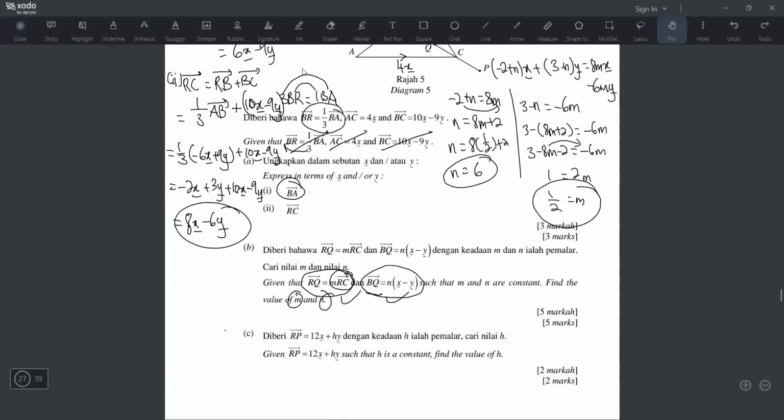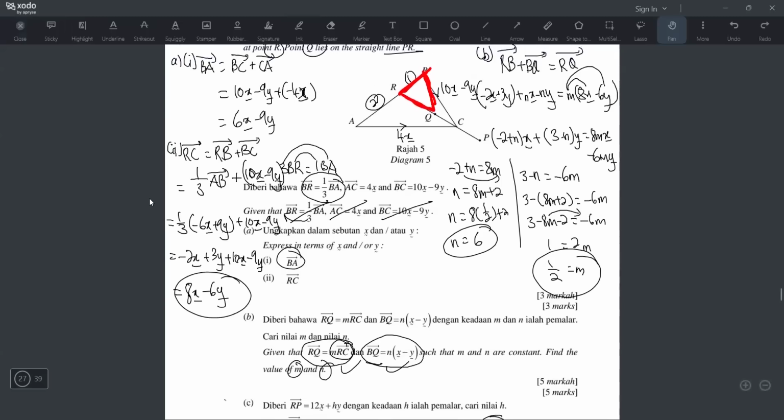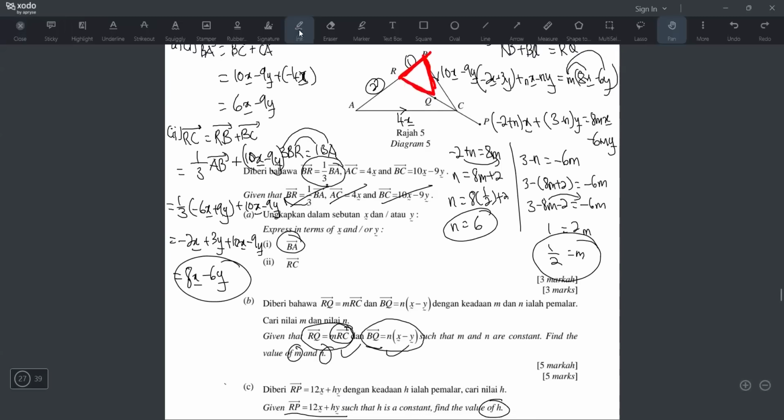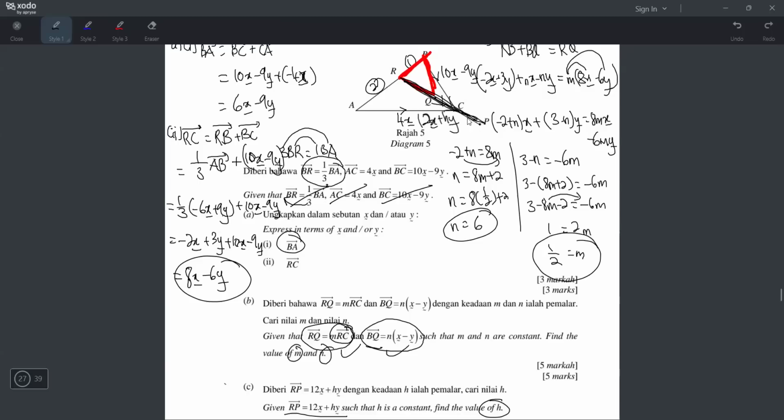Okay, now let's do C. Given RP is this, such that H is constant, find the value of H. Okay, let's go to the diagram and find RP. Where is RP? RP is from here to here. So the vector from here to here, they already gave us 12x plus hy.